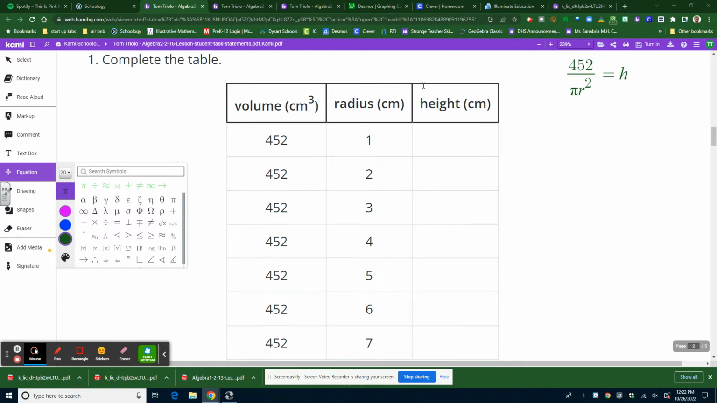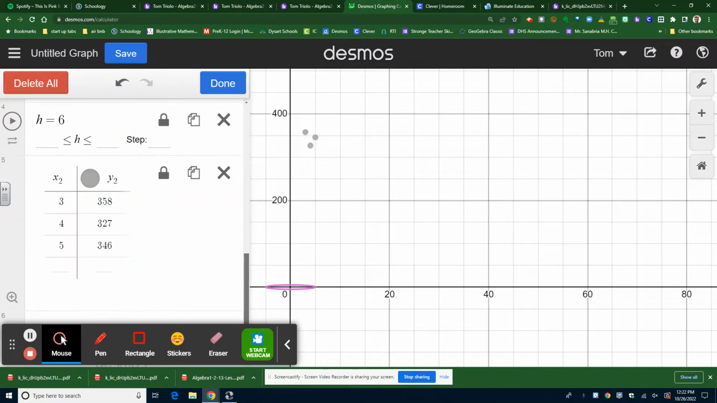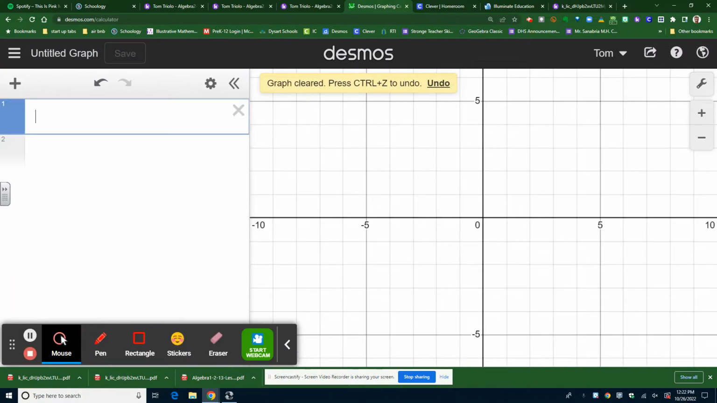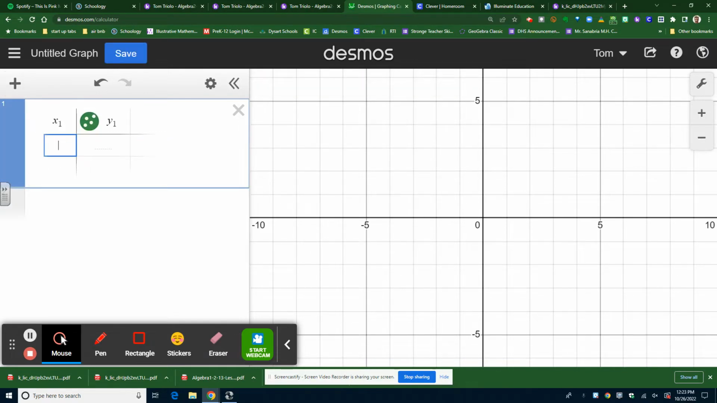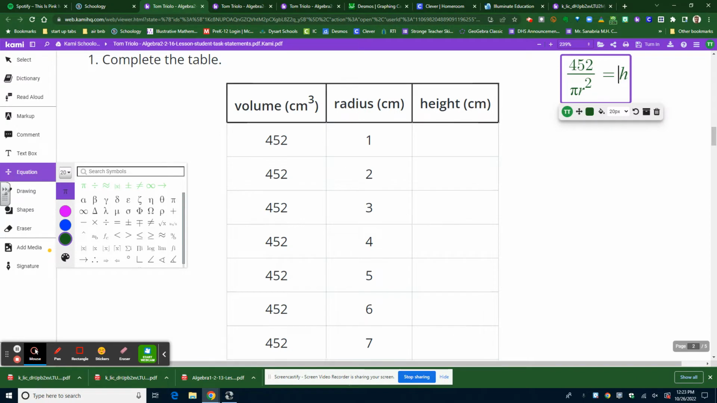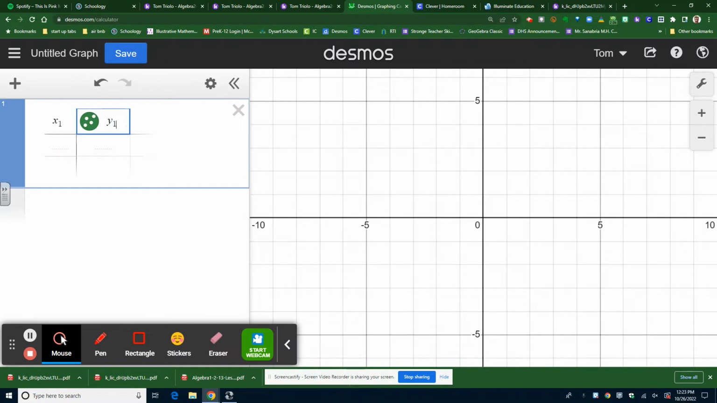Okay, so here we go. Open up Desmos. Make a table. And then come back here. And we're going to copy and paste just this right here on the left. Okay, so not the whole thing. Control C. Back to Desmos. Where it says Y1, get rid of Y1 and paste.